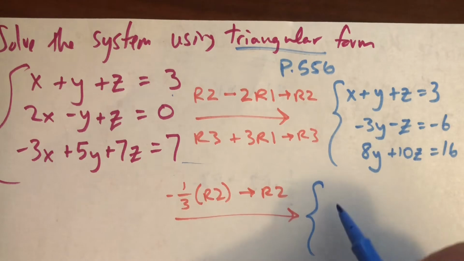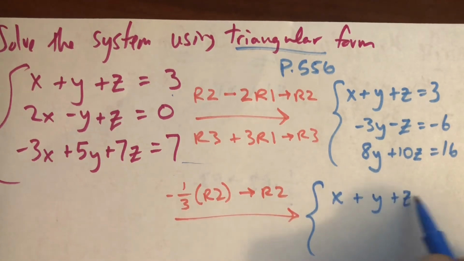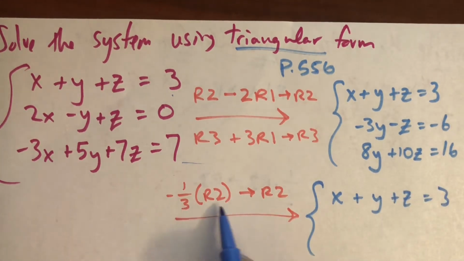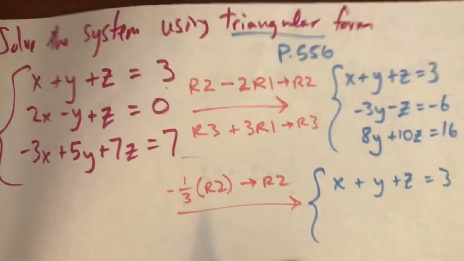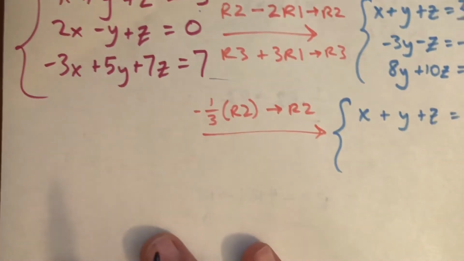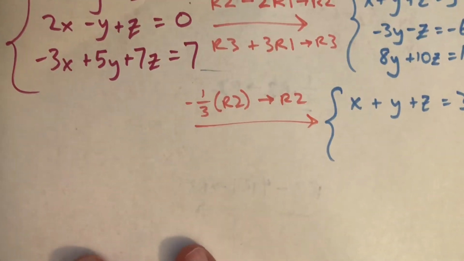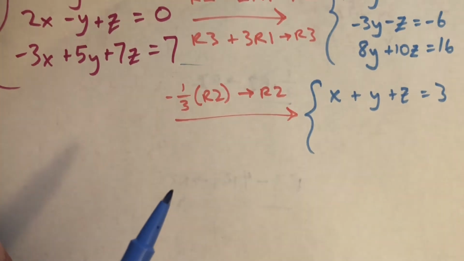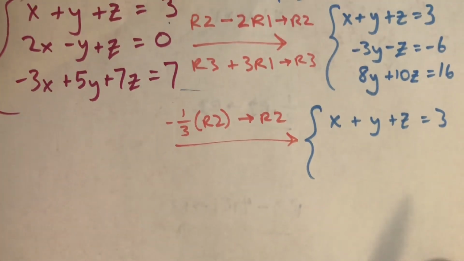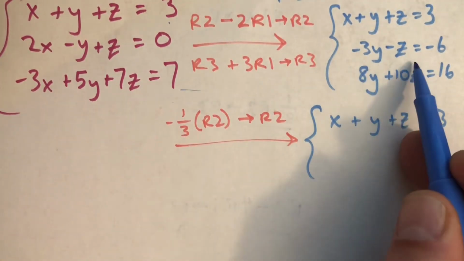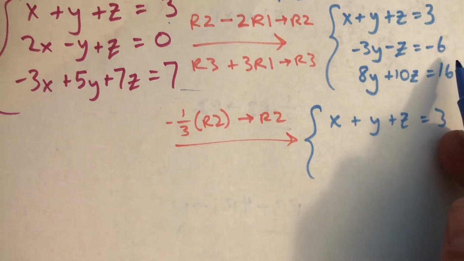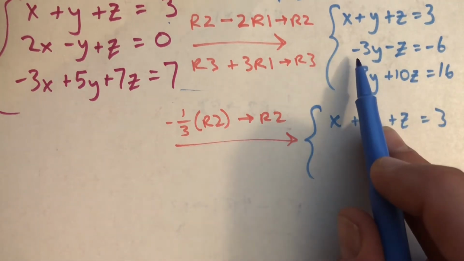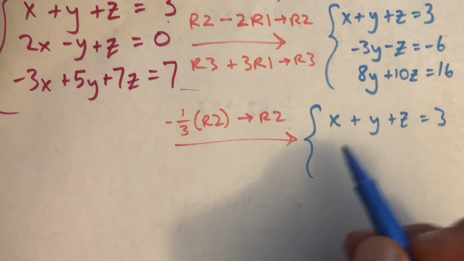So row 1 staying the same. Row 2 now is going to get replaced with negative 1/3 times itself. So we're multiplying row 2 by negative 1/3 and putting that in there. So I've got row 2 here, and I'm going to multiply everything by negative 1/3. So -3 times -1/3, that's 1. So I've got y.